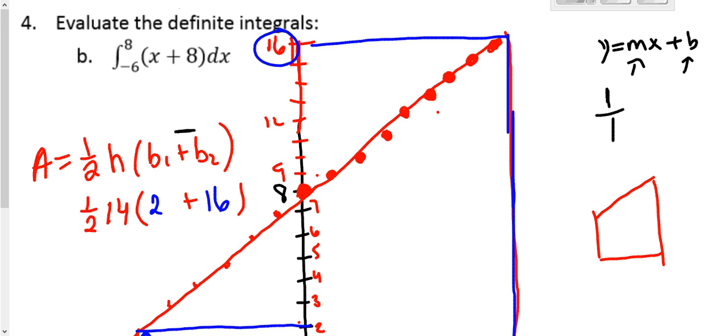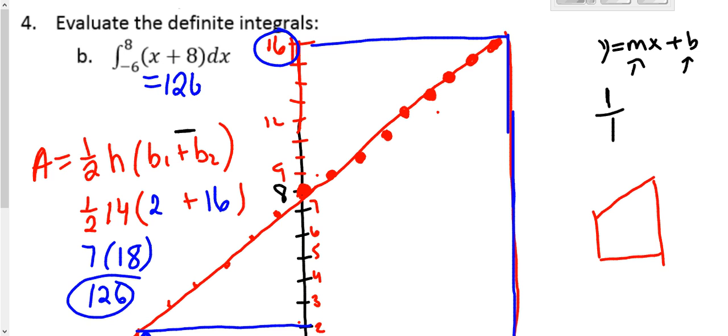So when we add this, 1/2 of 14 is 7, 2 plus 16 is 18, and 7 times 18 is 126. All of this is above the x-axis, so the answer to my definite integral is 126.